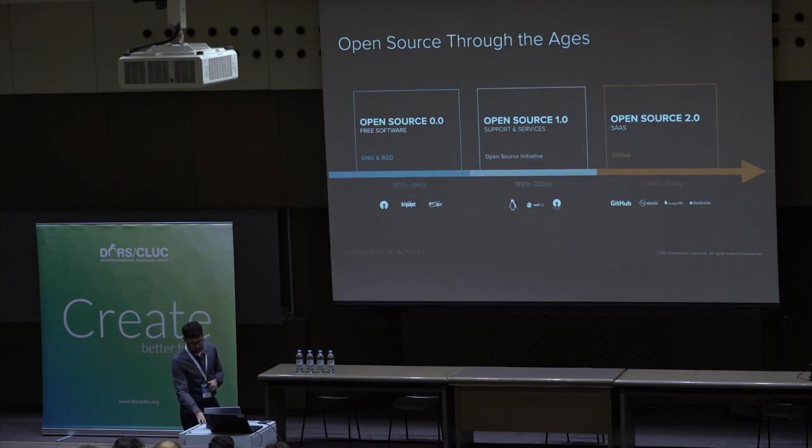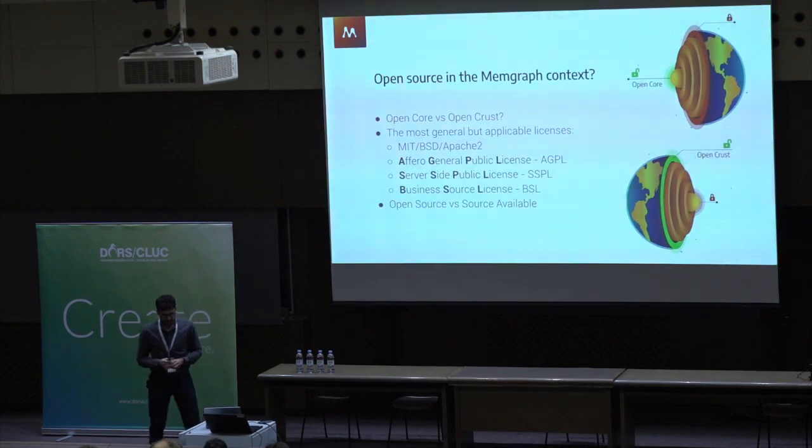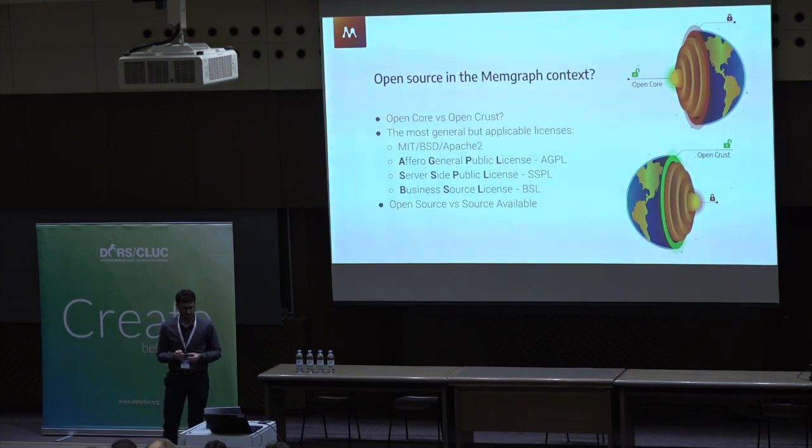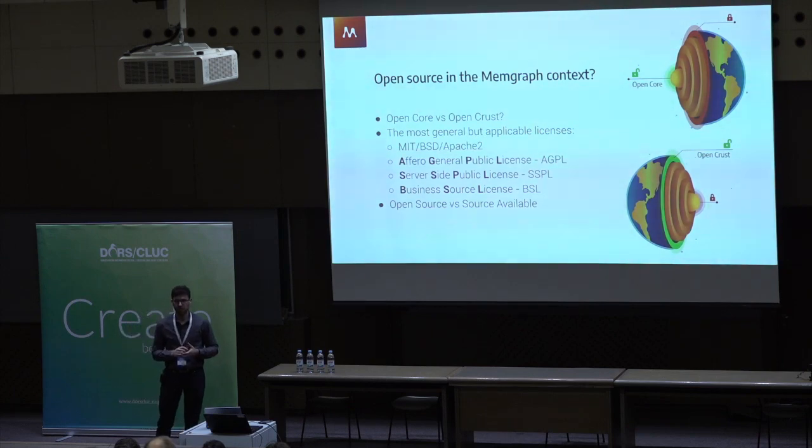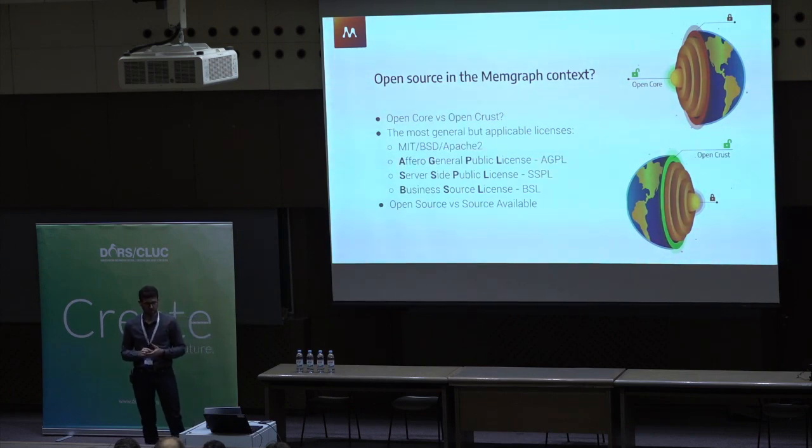All right, that's kind of the state of the world. And then there are a few interesting concepts I would like to explain. First one is open core versus open crust. Not sure how many of you have heard these terms, but there is an option to provide your software as an open core type of thing, where the core is actually open source, and then you build a lot of, let's say, proprietary modules on top, and by doing that, you're actually monetizing the whole thing.